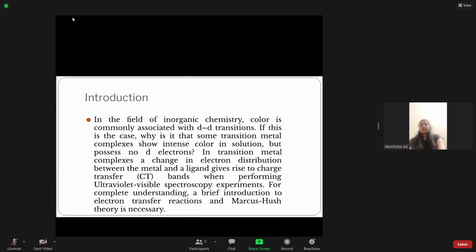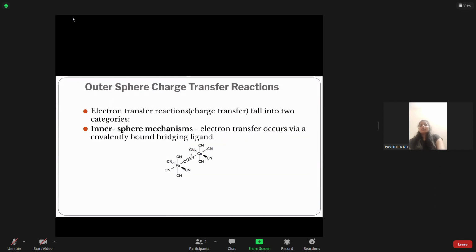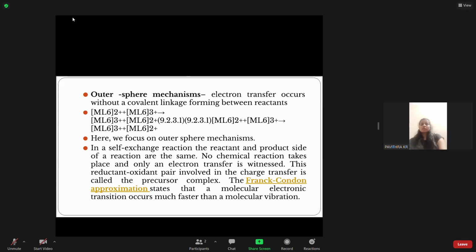For complete understanding, a brief introduction to electron transfer reactions and Marcus theory is necessary. Outer sphere charge transfer reactions. Electron transfer reactions fall into two categories, that is, inner sphere mechanisms and outer sphere mechanisms. Inner sphere mechanism: electron transfer occurs via a covalently bonded bridging ligand. Outer sphere mechanism: electron transfer occurs without a covalent linkage forming between reactants. Here we focus on outer sphere mechanisms.